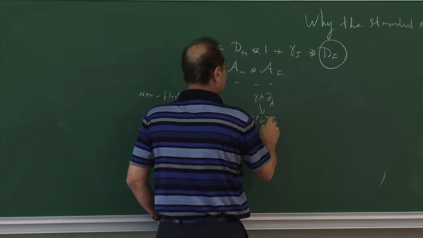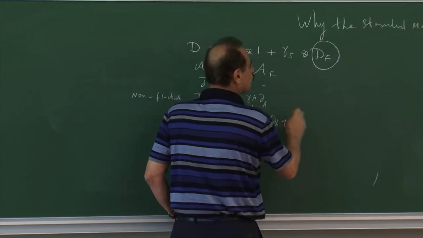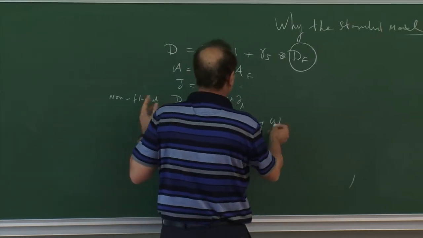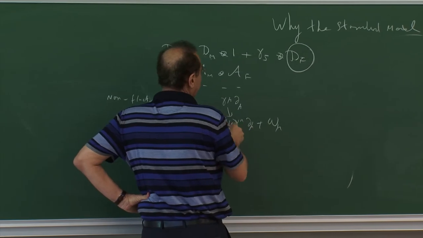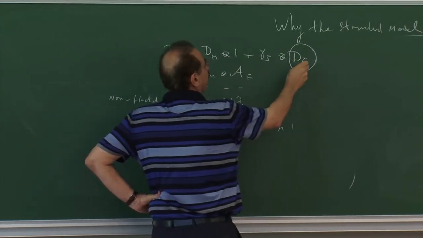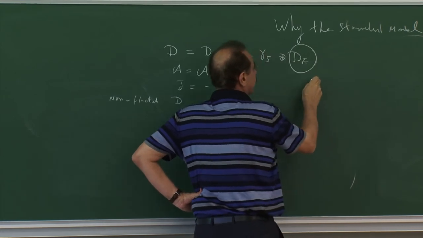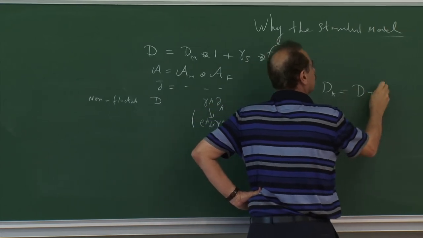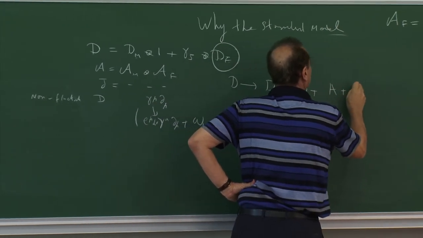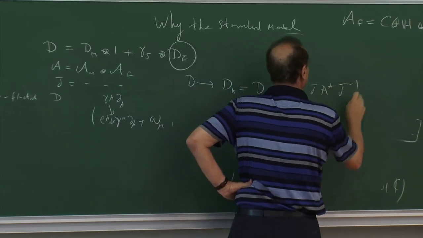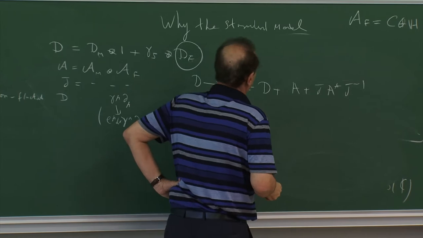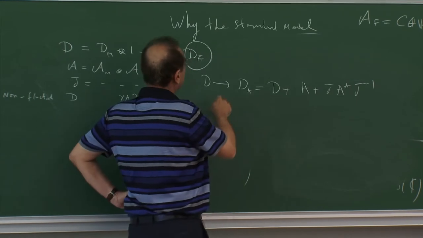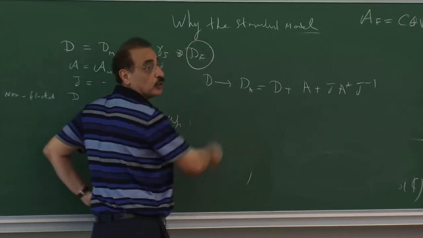You make this a function of x. You discover that you have to add a spin connection in order to make the thing covariant. And that is easy to do. Similarly here, we have seen last time that D always goes into DA, where DA is D plus A plus J A J inverse. But that is good for the global. Yeah? What you have written there is for the global. Here is the global. Here is the inner automorphism, no?